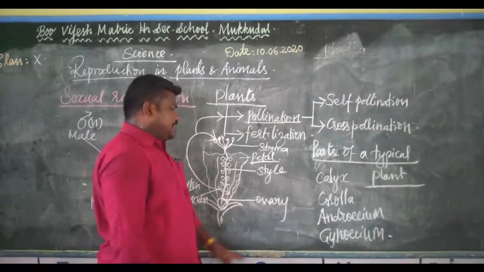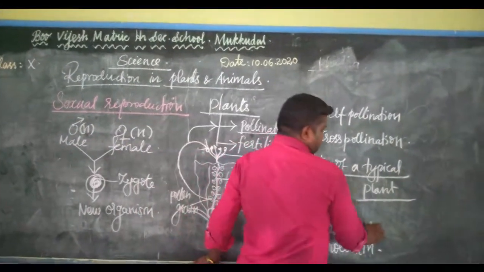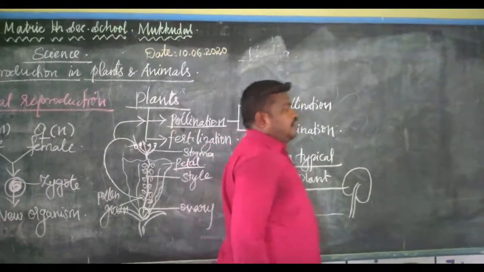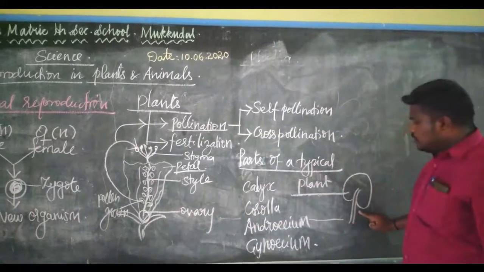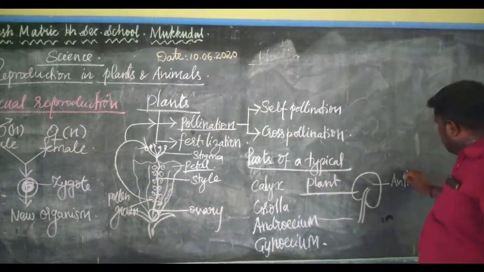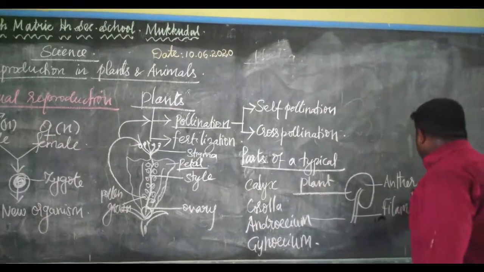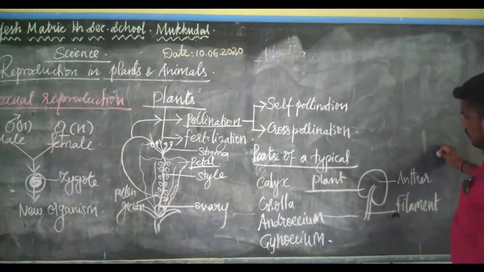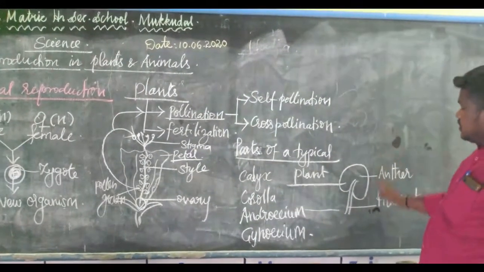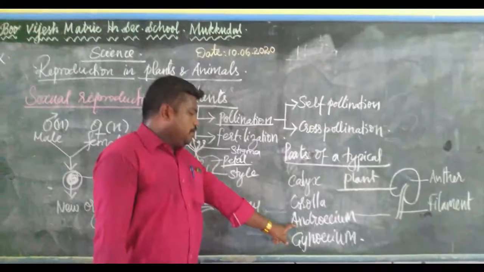Then androecium. Next we will see the androecium. The androecium is the stamens. The stamens together form an androecium. There are two parts: one is the anther and the other is the filament. They constitute the androecium. So the androecium is the male reproductive part of the plant.